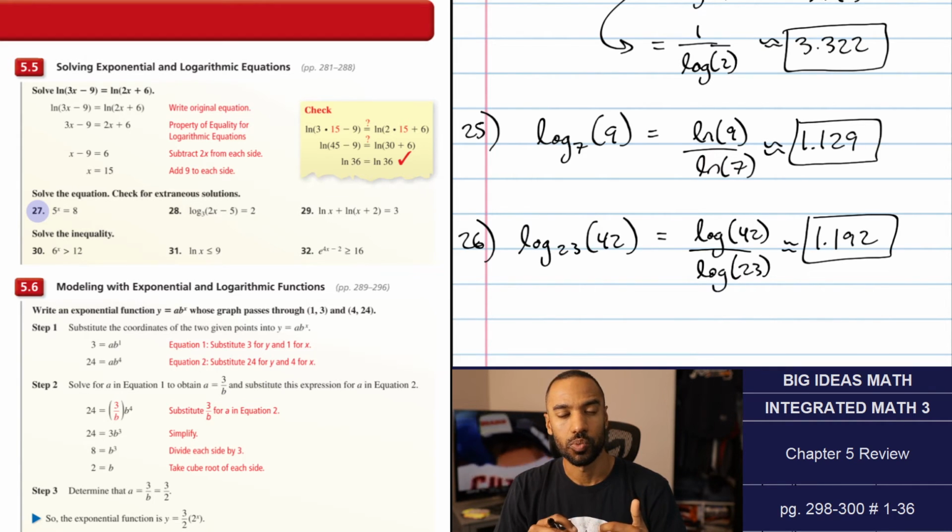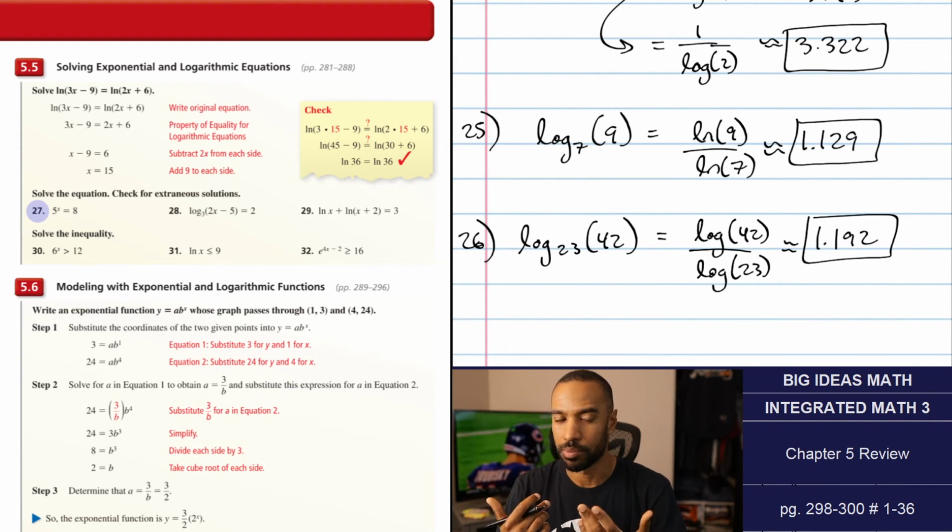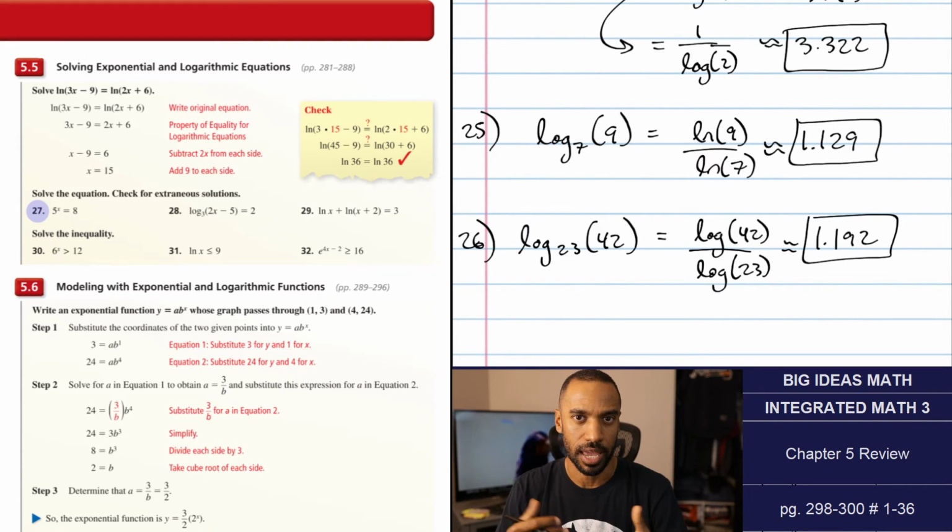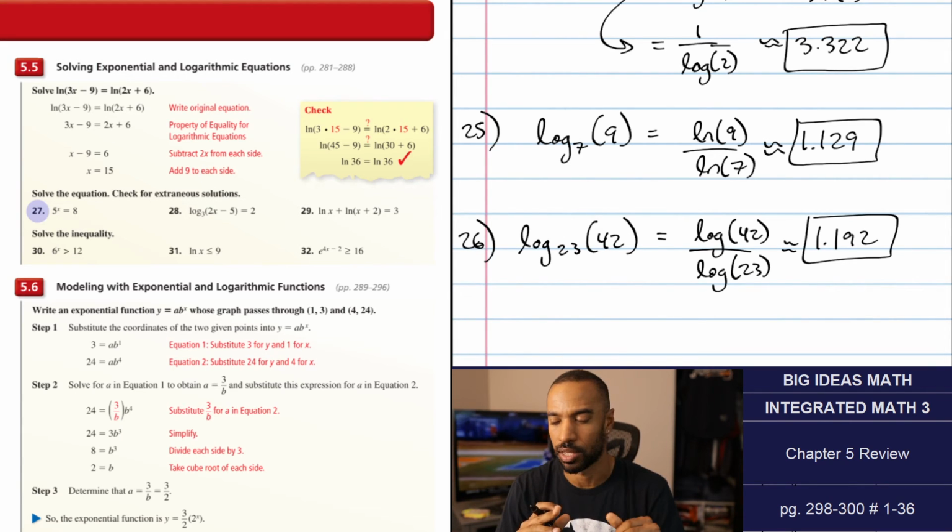For exponential functions where you can't match the bases, you want to use logarithms to solve. That's the whole idea of logarithms. They're the answers to exponential functions in question. So I'm sure we're going to run into those. I haven't looked at the problems yet, but I'm just saying that.